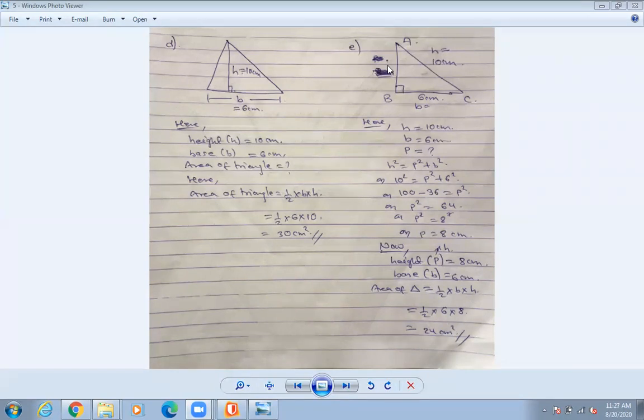Which formula? h square equals p square plus b square. H is 10, p is not given, question mark, and base is 6 centimeter. Now let us use the formula and get the value of p quickly. H square equals p square plus b square: 10 square equals p square plus 6 square. So you will get the value of perpendicular as 8 centimeter.